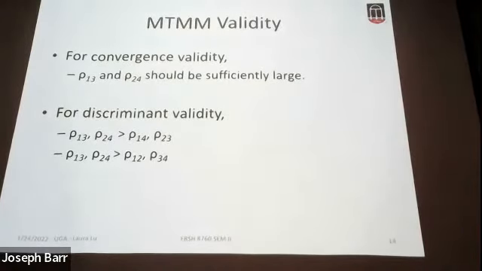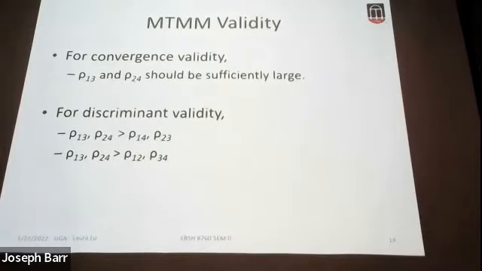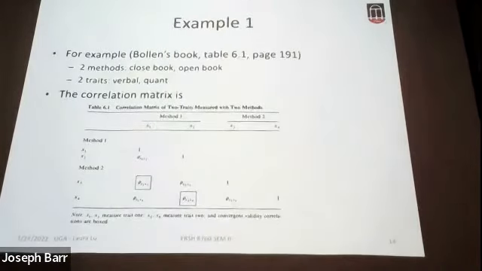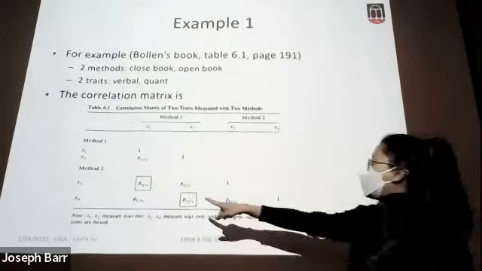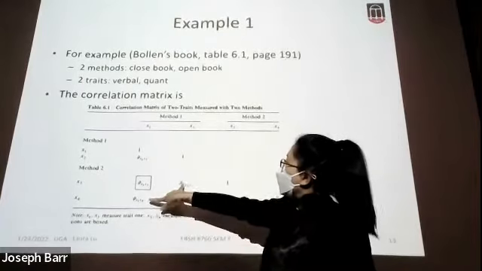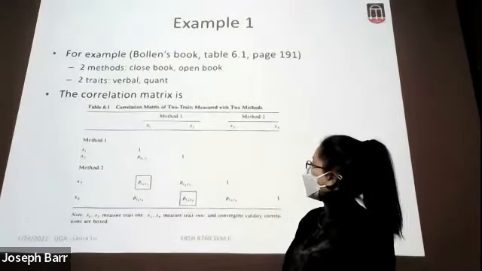Discriminant validity: those two values should be higher than the rest of the correlations. So these two values should be higher than all of these. And actually these two should be the lowest numbers among these 6.